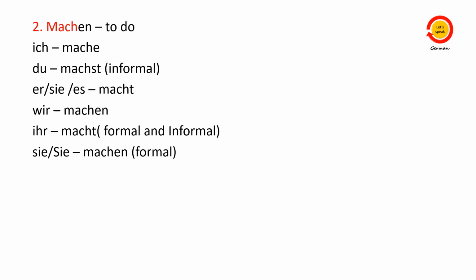Please repeat after me. Ich mache, du machst, sie, es macht, wir machen, ihr macht, sie machen. Zum Beispiel, that is for example, was machst du? What are you doing? We have come across this dialogue in the conversation part of the previous video. If you haven't watched it yet, feel free to click the link in the description below.